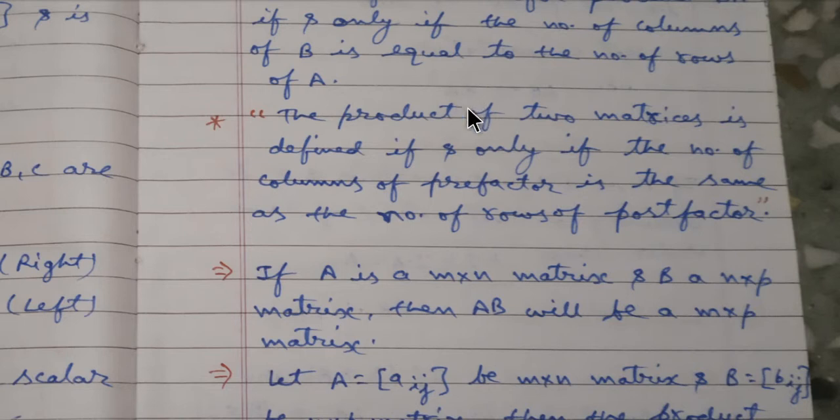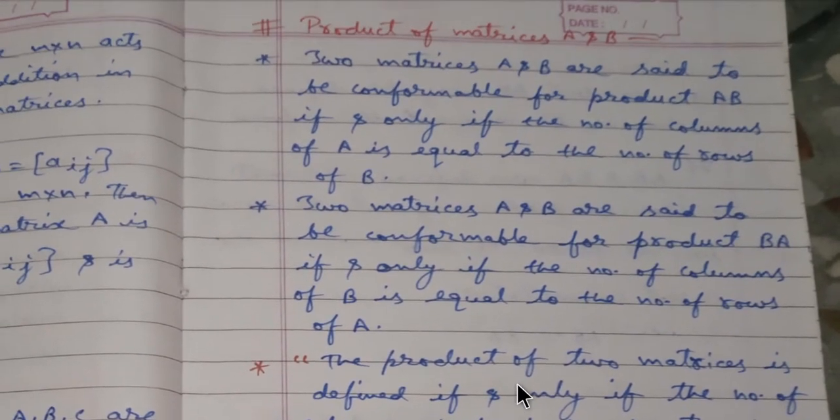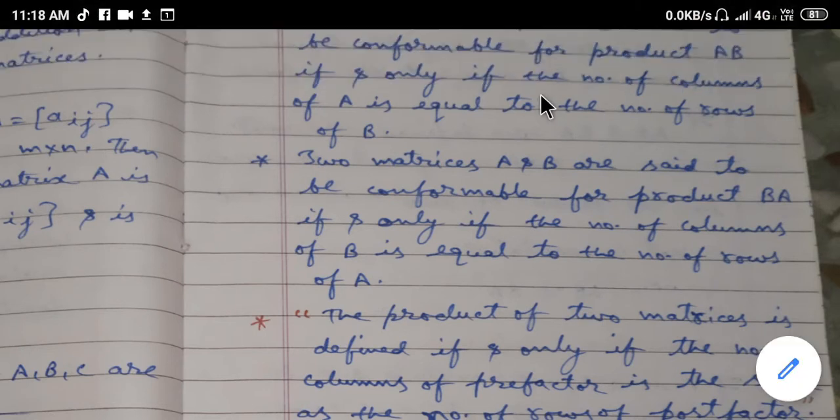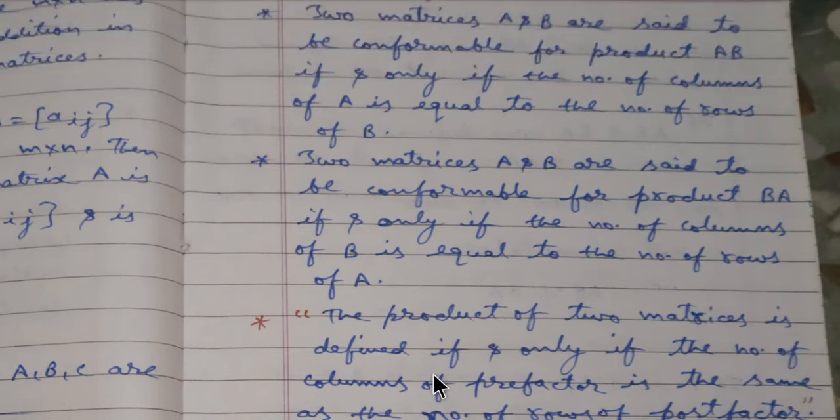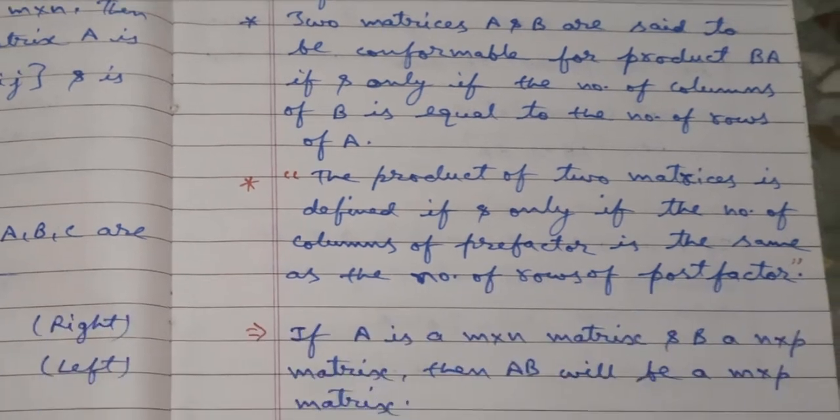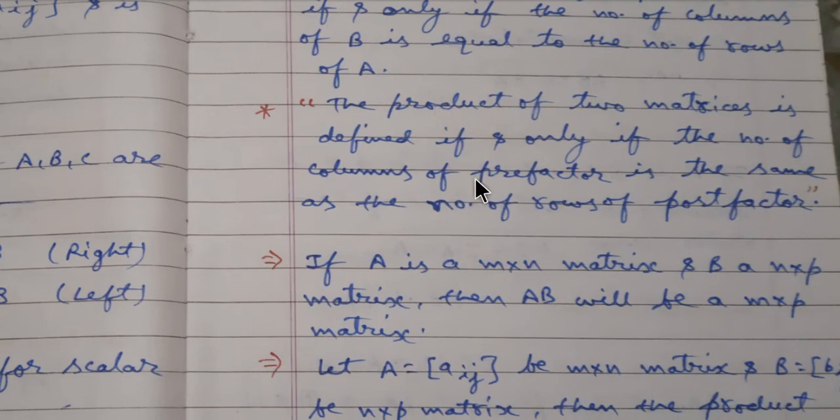So this definition says that the product of two matrices will be defined if and only if the number of columns of prefactor, that means the number of columns of the first matrix, is the same as the number of rows of postfactor, that means the number of rows of the second matrix. This condition is nothing different, it is just the same as the upper condition. This condition is known as checking the conformability of two matrices for multiplication. We have to check whether these two matrices are conformable or not, and if they are conformable, then we can find this product.